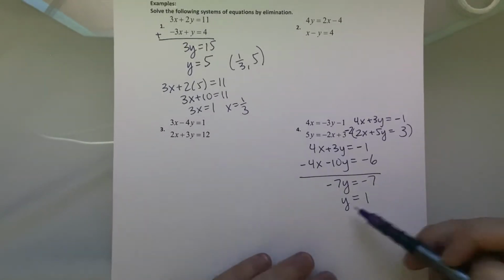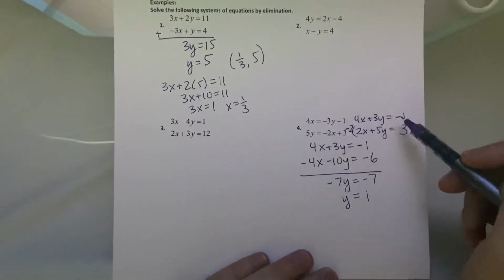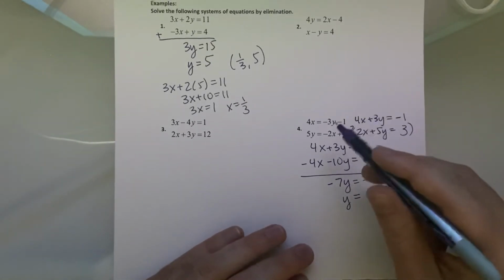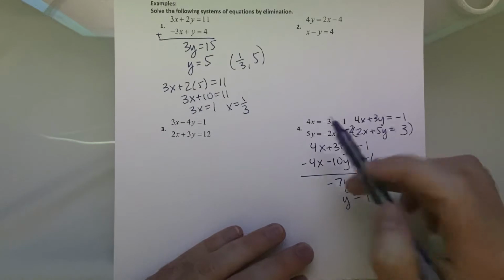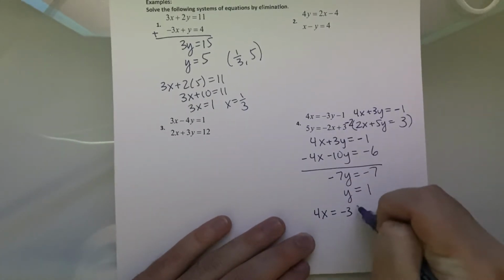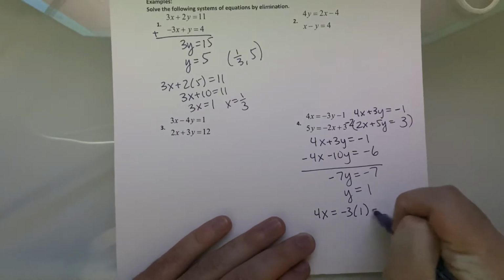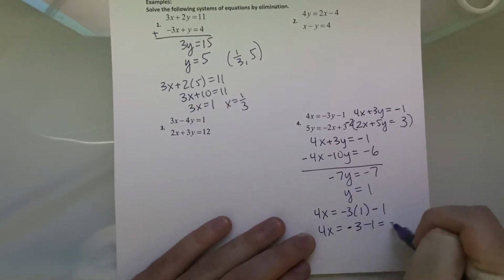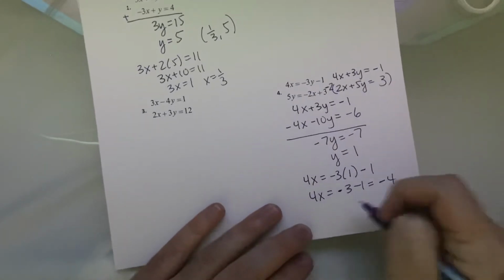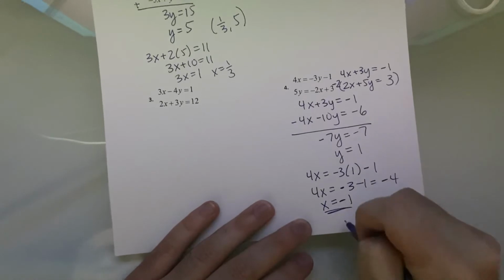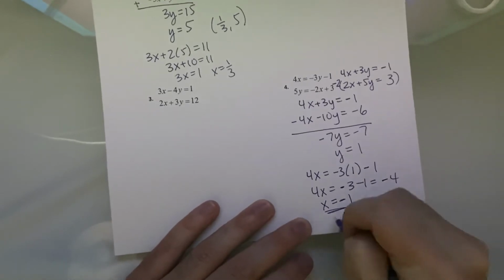Now I can plug this one back into any of the originals or any of the ones I made along the way. I'll go ahead and plug it in here. 4x equals negative 3 times y, which is 1, minus 1. 4x equals negative 3 minus 1, which is negative 4. Divide by 4, you get x equals negative 1. That means my solution is negative 1, 1.